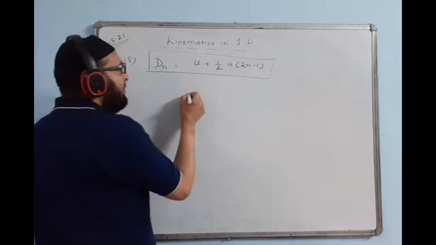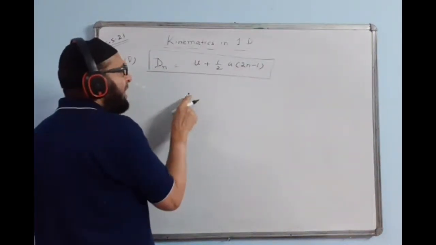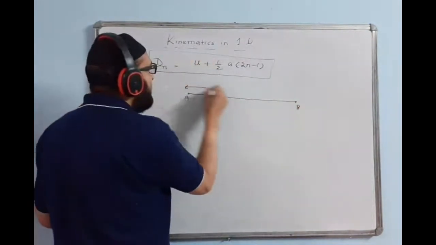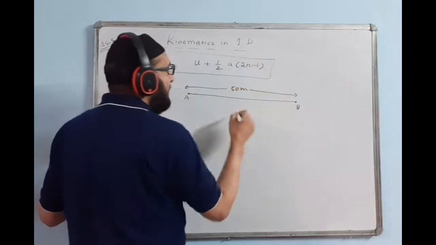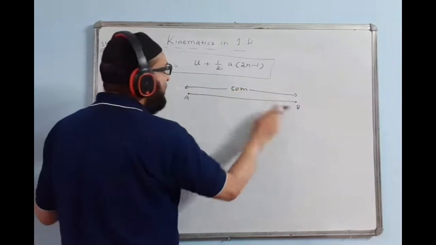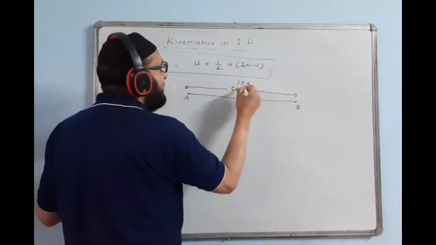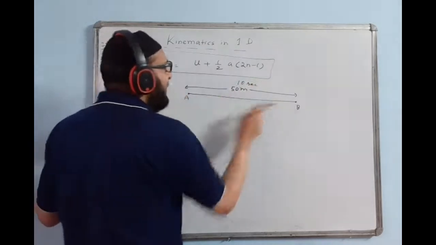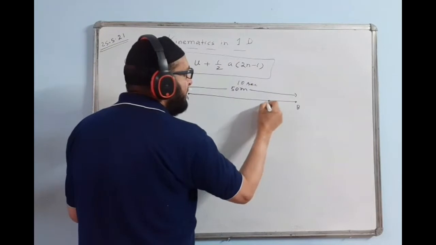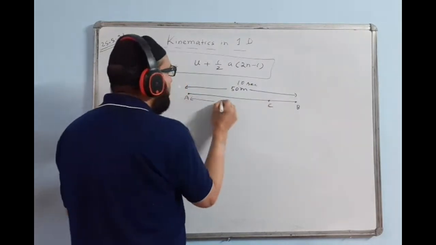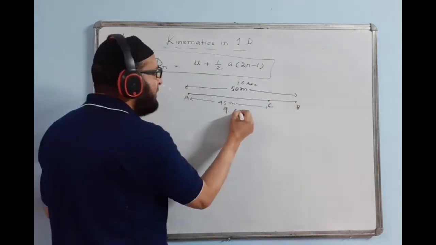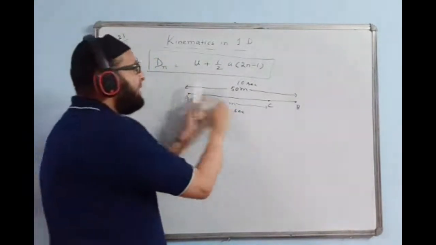I'm just giving one example. Suppose from the start, a body moves from here to a point B. Say the distance covered is 50 meters, one example. The distance covered by the body from A to B is 50 meters in 10 seconds. Full time is 10 seconds. And in 9 seconds, the body is over here, suppose at the point C, covering a distance of 45 meters. This is the distance covered in 9 seconds.